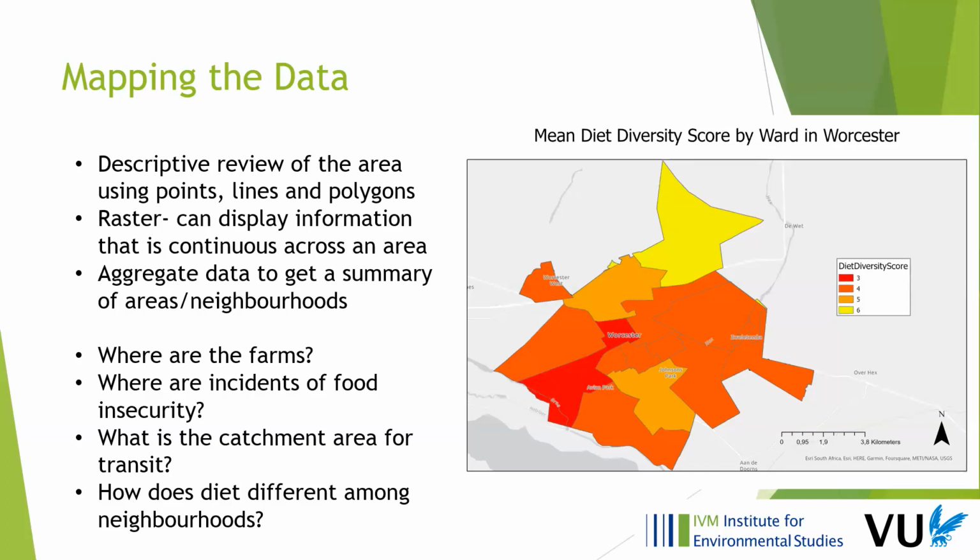Lastly, we can aggregate data to neighborhoods. In this map, we can compare diet diversity between wards of a city.